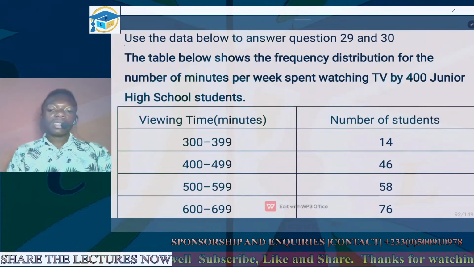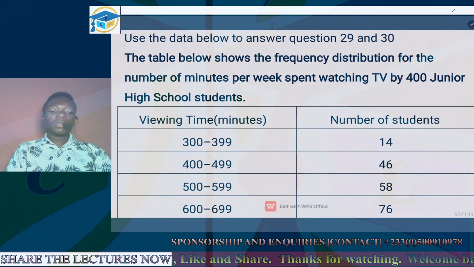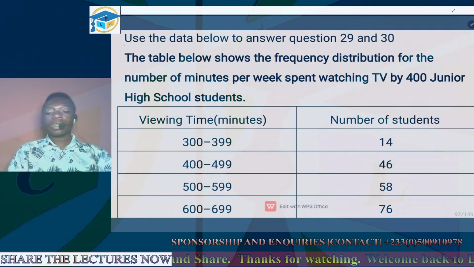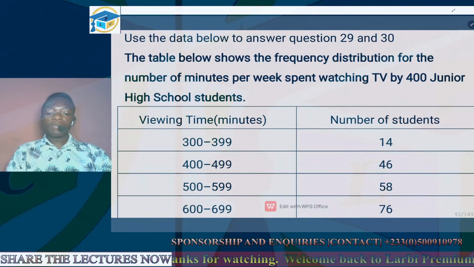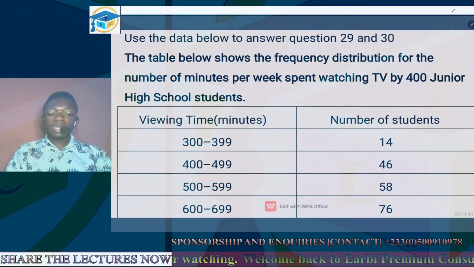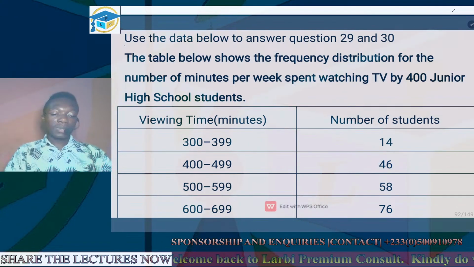Then let's move on to questions 29 and 30. We are asked to use the data below to answer questions 29 and 30. The data below shows the frequency distribution for the number of minutes per week spent watching TV by 400 junior high school students.